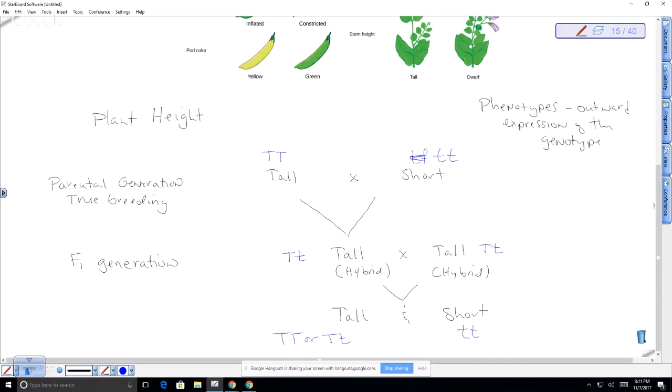There are some traits, like in pea plants, like in humans, that show this pattern. And that's what we're going to be looking at in lab tomorrow and on Thursday.